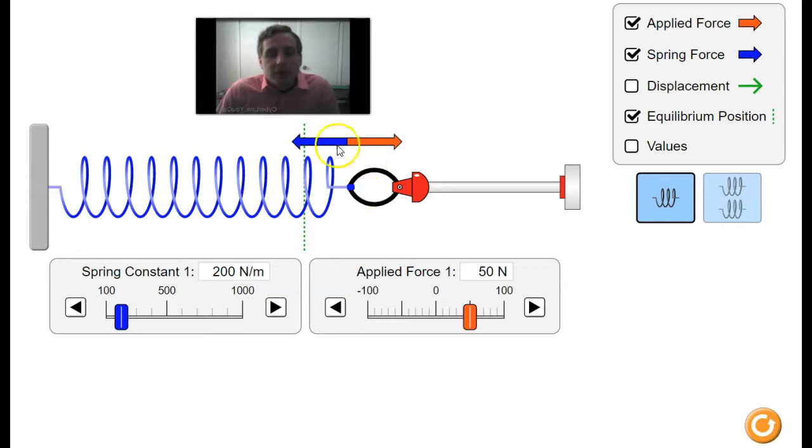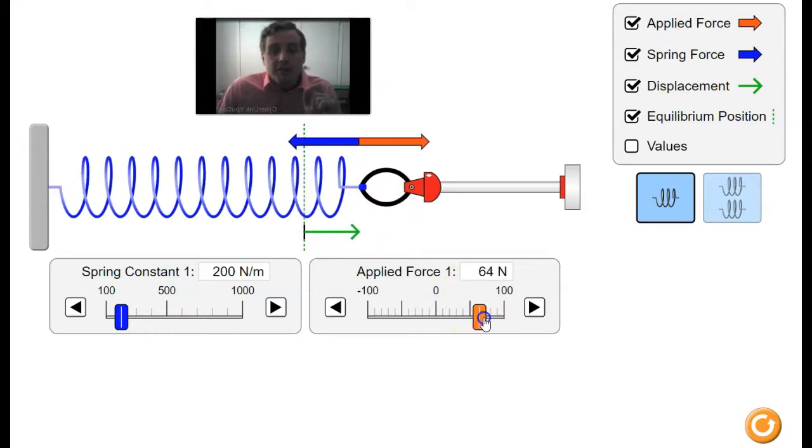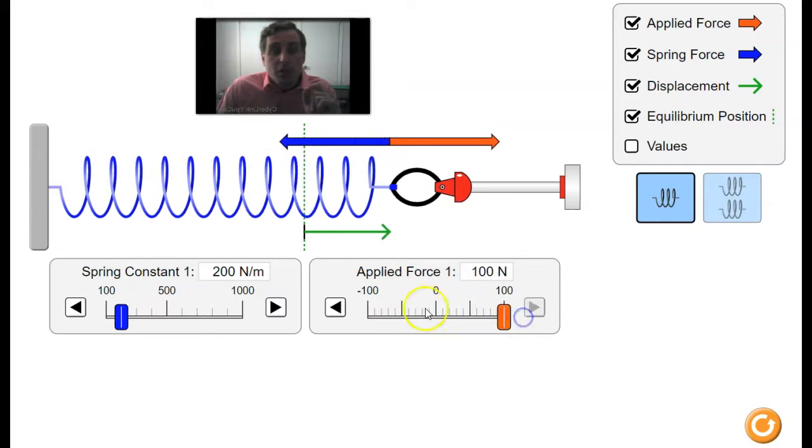Notice that when we have these two forces added together, one is a positive force, one is a negative force. Notice also the displacement and the applied and the spring force are proportional to one another, but they're also going to be opposites of one another in terms of their direction. But again, they're proportional. How do I know that? Well, if I apply twice as much applied force, the spring force is twice as much, and the displacement is twice as much.